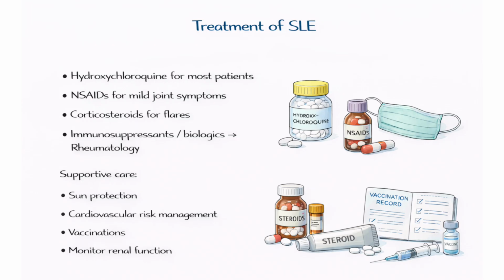NSAIDs may be used for mild joint symptoms. Corticosteroids are often used for acute flares, with the goal of using the lowest effective dose for the shortest duration possible. More advanced immunosuppressive therapies and biologics are typically managed by rheumatology. Supportive care is also important, including sun protection, cardiovascular risk management, vaccination review, and routine monitoring of renal function.